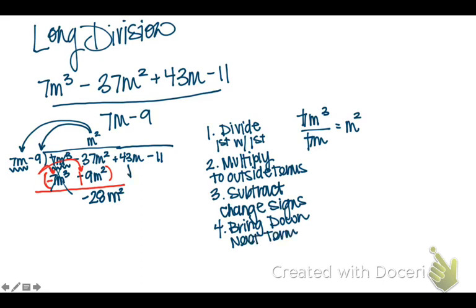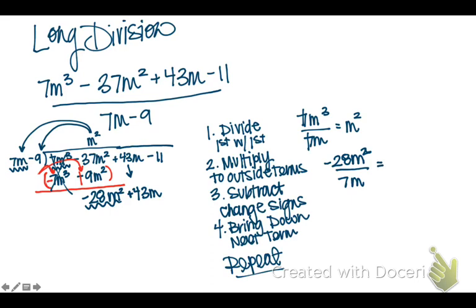And then the fourth step is to bring down the next term. So I'm going to bring down this term. I have plus 43m. And then I just repeat myself. Okay, it is very, very similar to doing long division with numbers, which I went over in the video. So now we're back to dividing. So I'm going to divide first with first. So I have negative 28m squared divided by 7m.